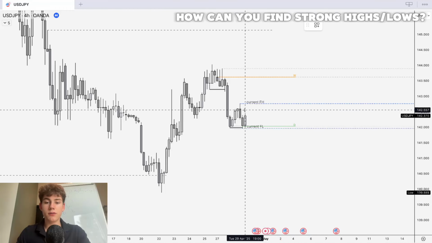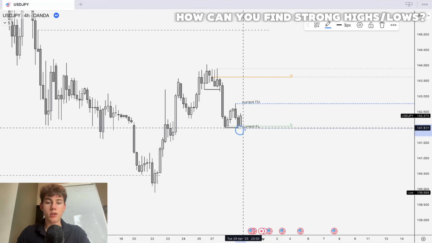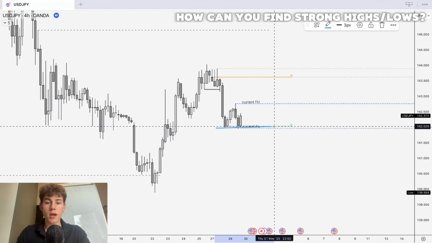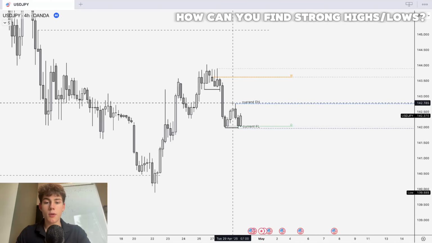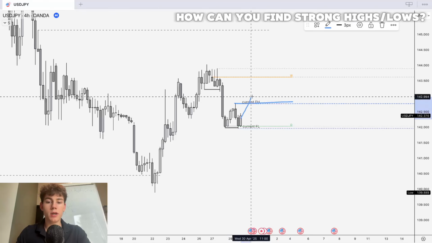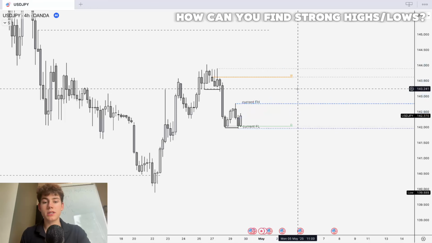So as you can see over here, at the moment this is not yet a strong low. We swiped early buyers, yes, that's true, but we only need to wait for this high to break and then we can enter the long position, because then we know that the actual low, the strong low, has been made. So let's wait and let's see what happens.